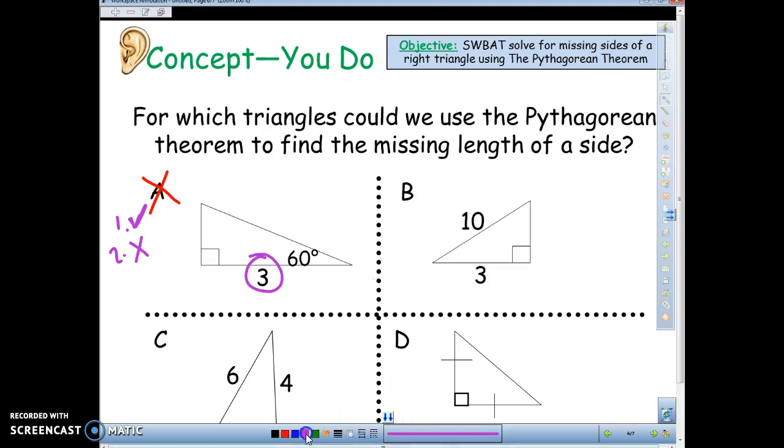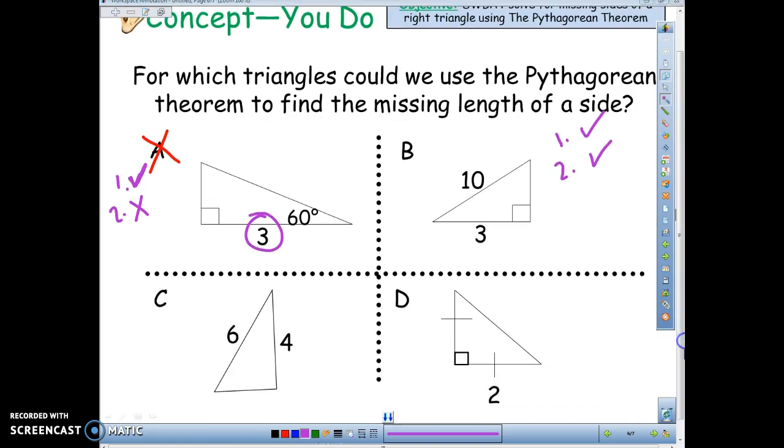Situation or problem B, I have a right triangle. Okay, it's a right triangle, and situation two, I have two sides. Okay, so we're good. I can use it then. Here for problem C, do I have a right triangle? Well, I'm not given any information about it being a right triangle. I'm not told, right? I don't have this little box here telling me that this is a 90-degree angle. So therefore, I cannot use the Pythagorean theorem on that problem.